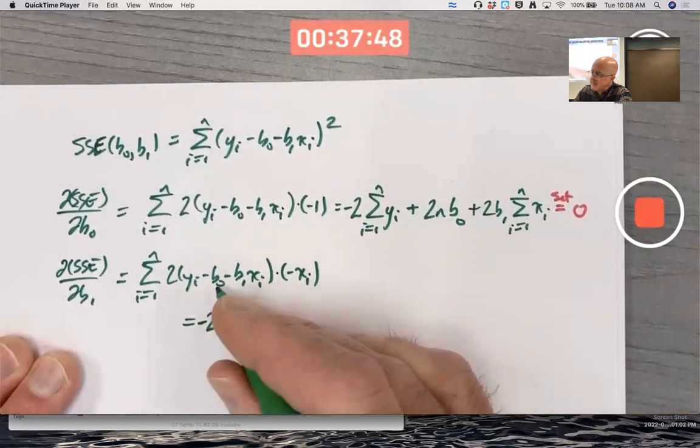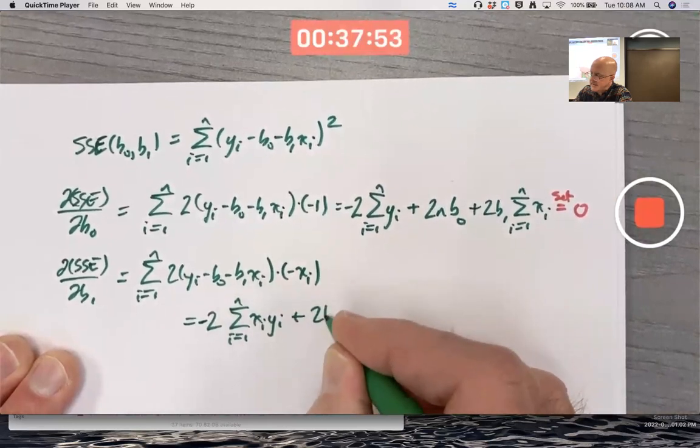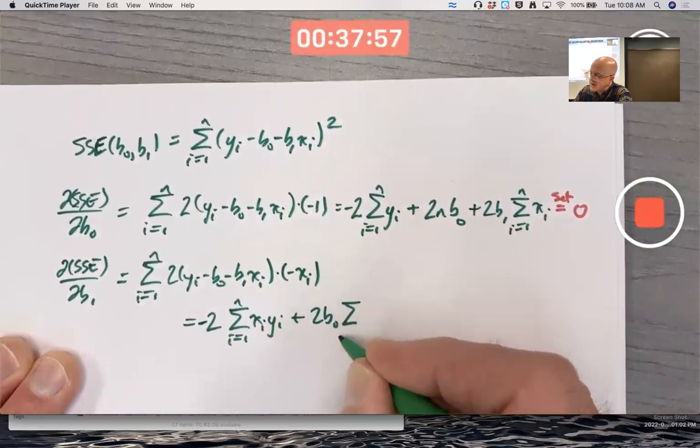With the next one involving the B0, the 2 and the B0 once again can come out in front, but now it's not times n, it's times a summation of the xi's.